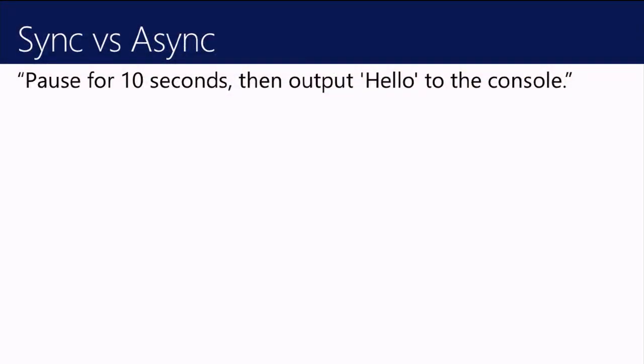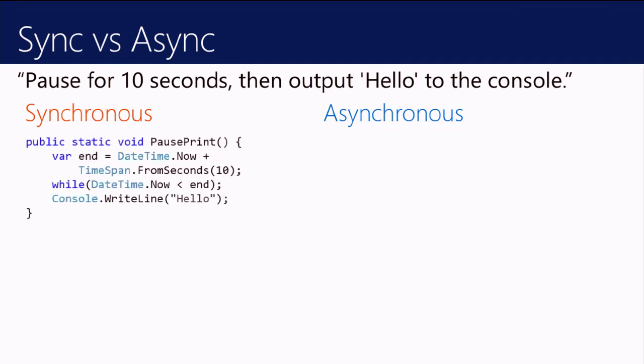So let's just look at one example: sync versus async. We have some simple method we want to write. It's going to pause for 10 seconds and then output hello to the console. If you have the synchronous version of this, don't actually write code like this. That's not the way to wait 10 seconds, but you can imagine waiting 10 seconds like that. You set an end time, and you just keep looping forever. You spin until 10 seconds have elapsed. So that's one way to do it.